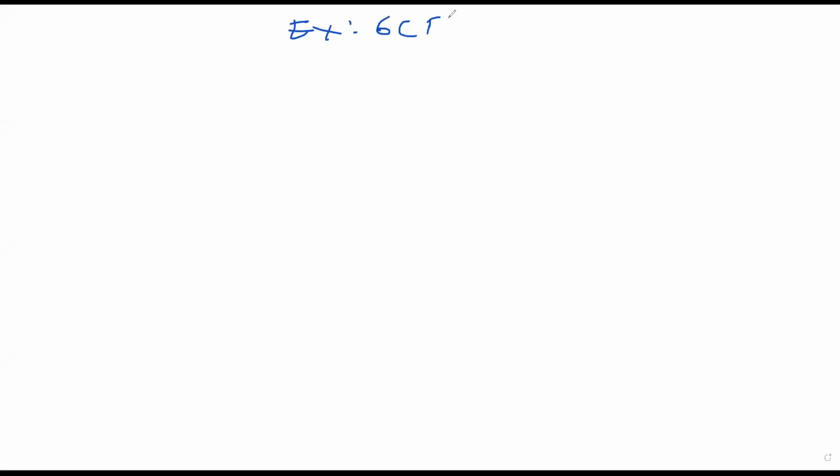Exercise 6F. First one. I'll read out the problem. 5 years ago, A's age was 4 times the age of B. 5 years hence, A's age will be twice the age of B. Find their present ages.